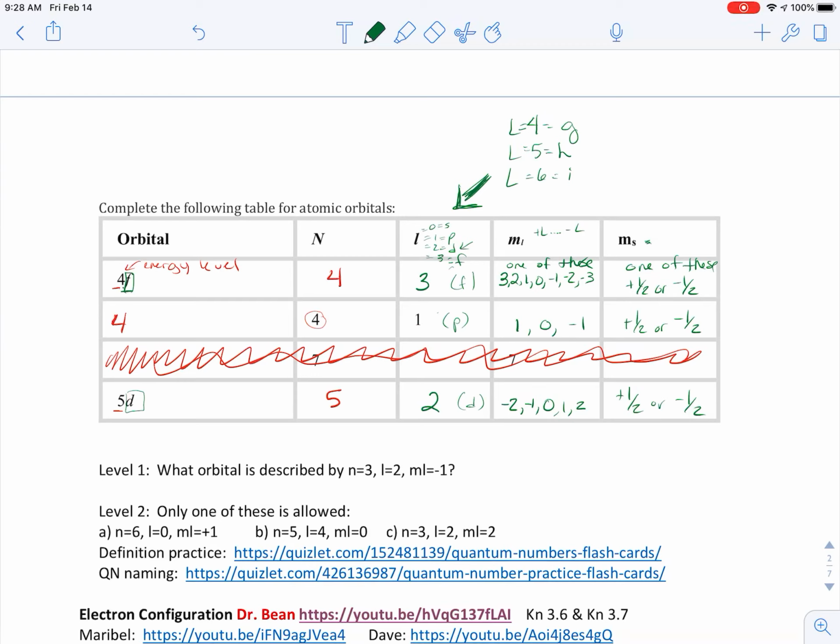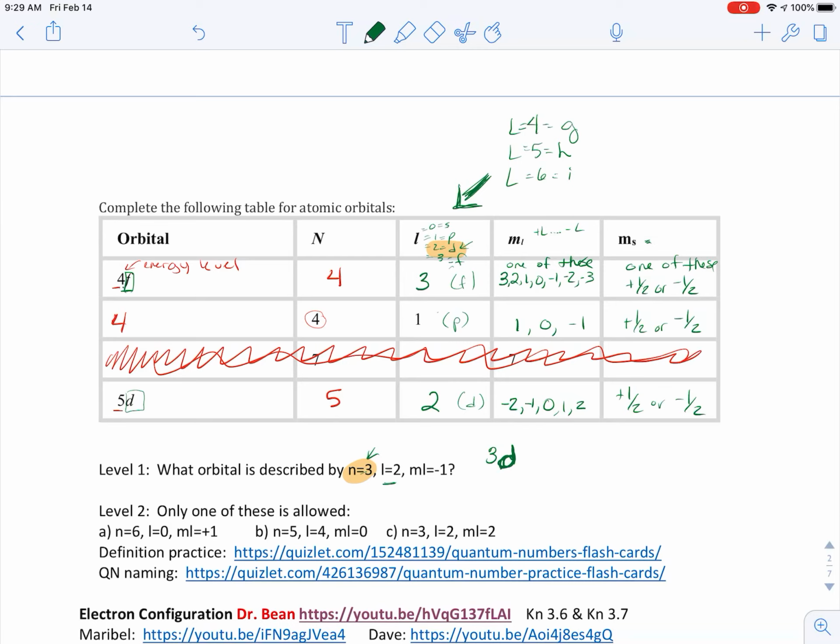All right, so what orbital is described by N equals 3, L equals 2? So again, the first thing, the N, it means the third energy level, or the third quantum level. And then when L is 2, remember from up here, when L is 2, it means a d orbital, so it's a 3d.